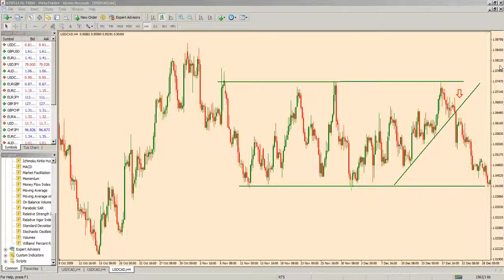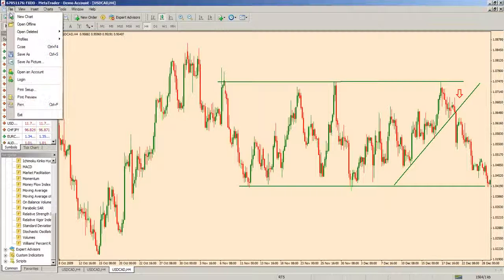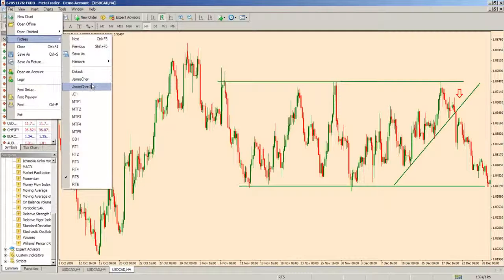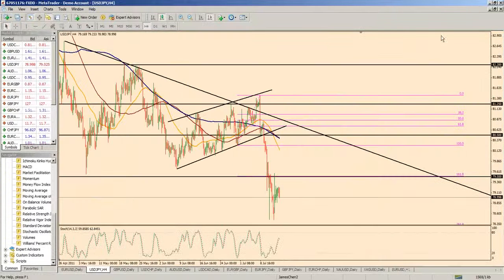Okay, let me take a look. I only have like 5 minutes left. I wanted to show you what I'm looking at on the charts right now, just some interesting things that we could take a look at.